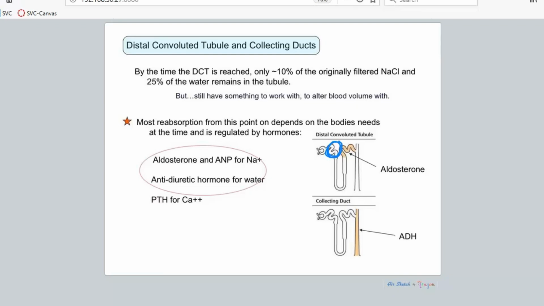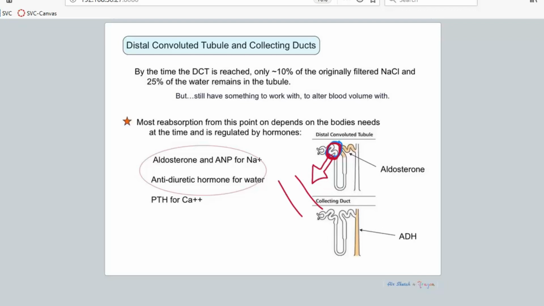And what specifically happens at the proximal convoluted tubule? Well, first of all, the proximal convoluted tubule is by far the most active reabsorber. So this is where the majority of tubular reabsorption occurs. All of the glucose, all of the amino acids, all of the vitamins, most of the water, most of the salts are all reabsorbed at the proximal convoluted tubule here.